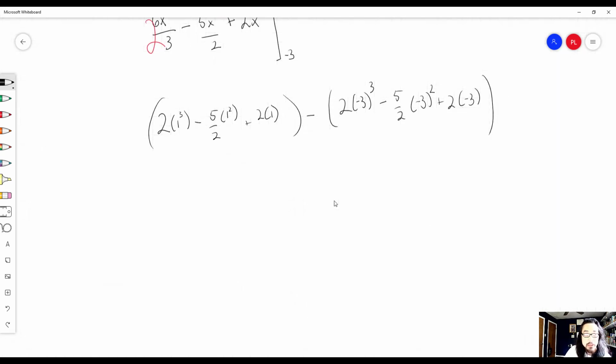All right, let's clean this up. 1 to the third is just 1 times 2, which is just 2. 1 squared is just 1 times 5 halves is 5 halves. Plus 2 times 1 just gives us 2, right? All of that minus, -3 cubed, that's -27 times 2, which is -54. All right, -3 times 2 is just 9. 9 times 5 is 45. 45 divided by 2. So that's -45 divided by 2. -3 times 2 just gives us simply -6, okay?